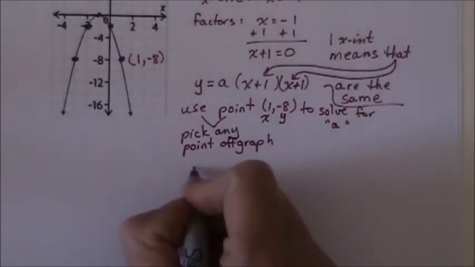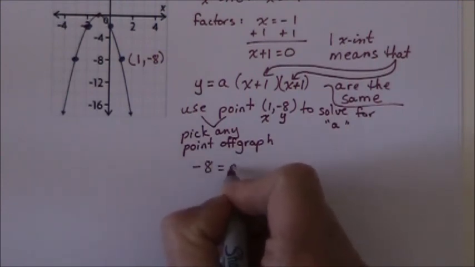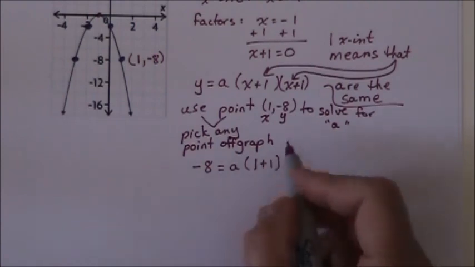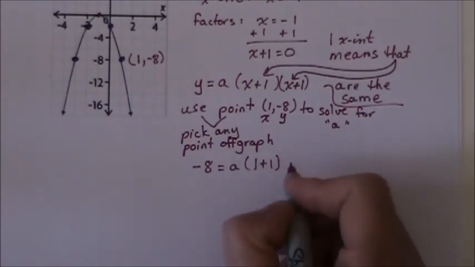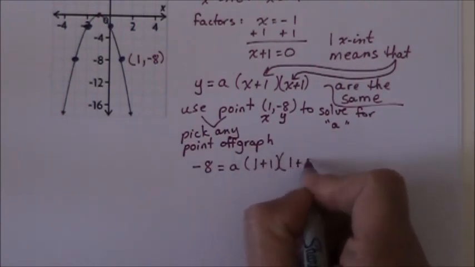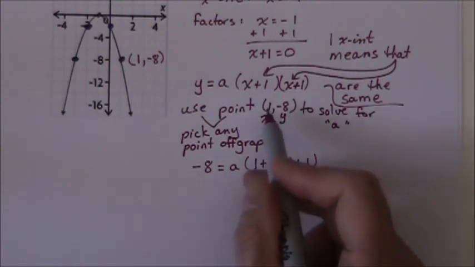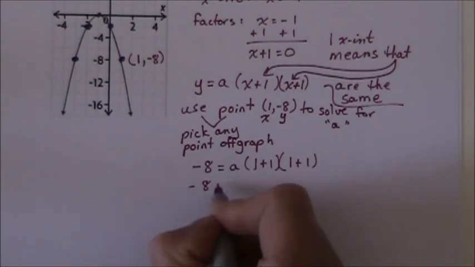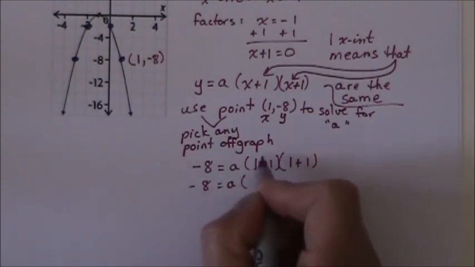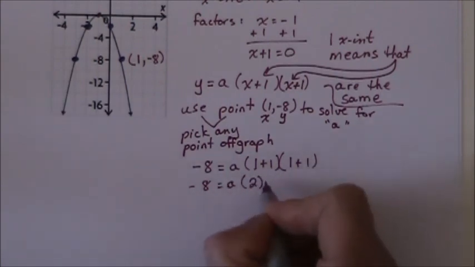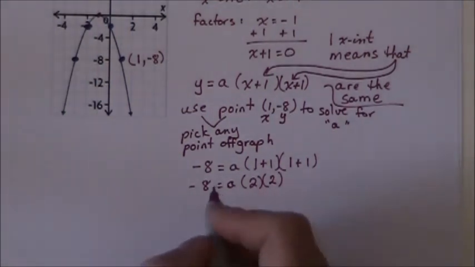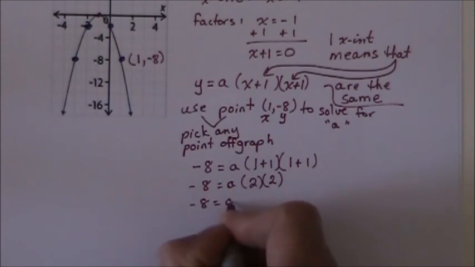So we have -8 is equal to a times 1 plus 1. This one came from the x value. This one was already there. 1 plus 1. Again, this came from the x of our point. This was already there. And now we're solving. This comes out to 2. That comes out to 2. And so, -8 is equal to a times 2 times 2.